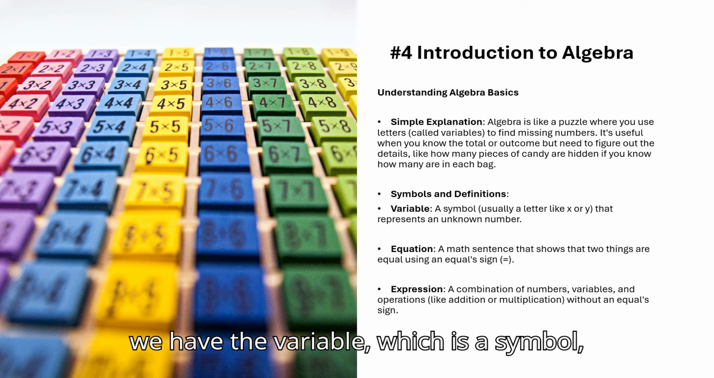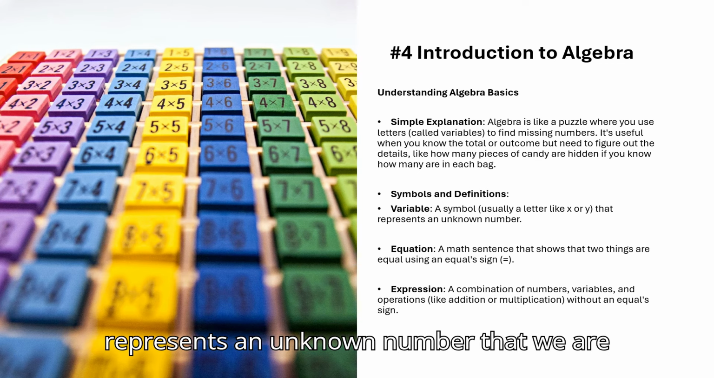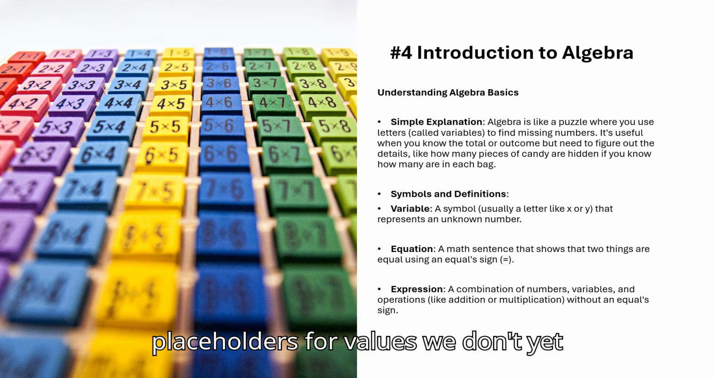First, we have the variable, which is a symbol, usually a letter like X or Y, that represents an unknown number that we are trying to find. Variables are placeholders for values we don't yet know.